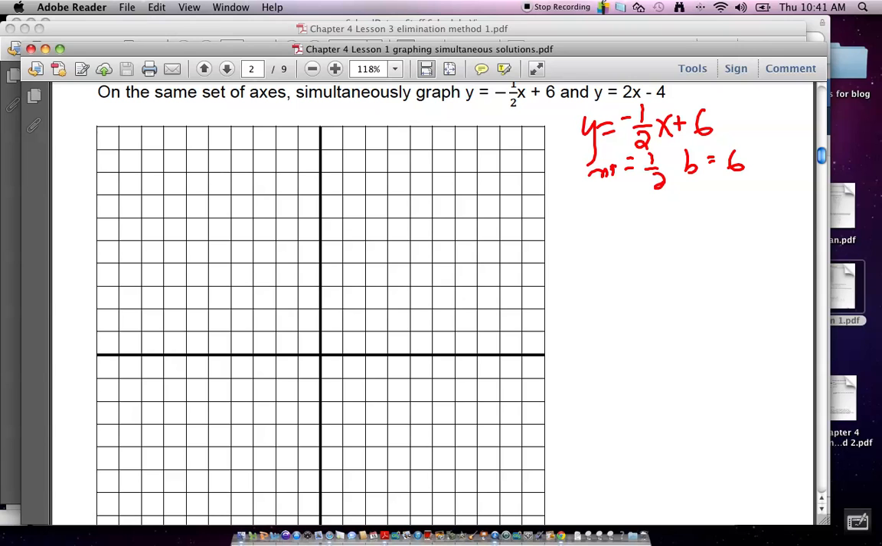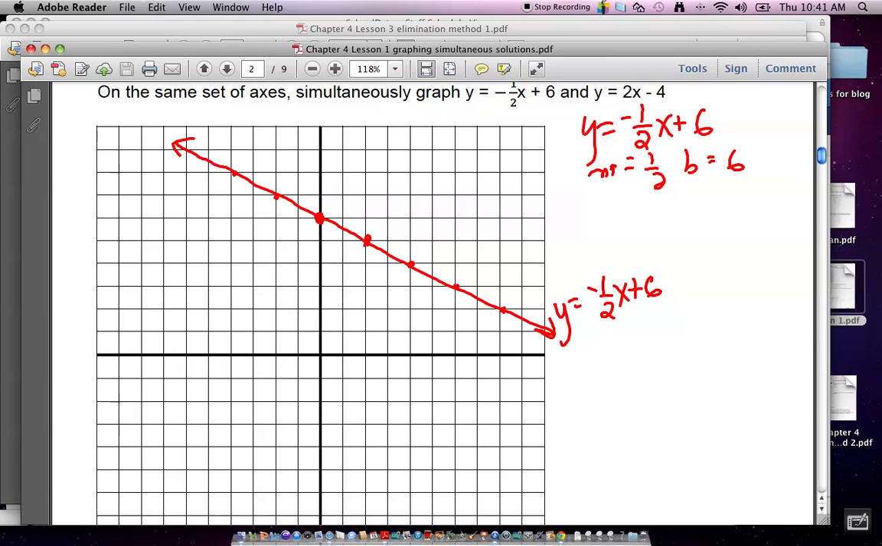1, 2, 3, 4, 5, 6. What axis does the y-intercept go on? Talk to me. What axis does the y-intercept go on? The y-axis. Very good. Not the x-axis. Down 1 over 2, because that slope is negative. We go down. Now remember, you must write the equation of the line on there.